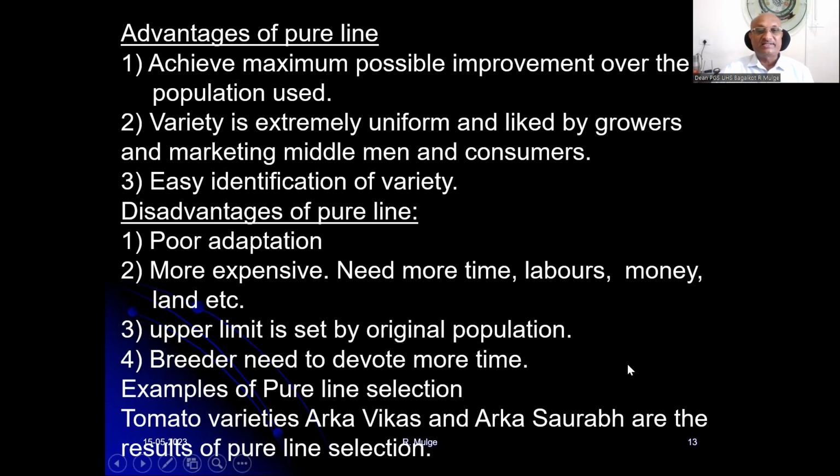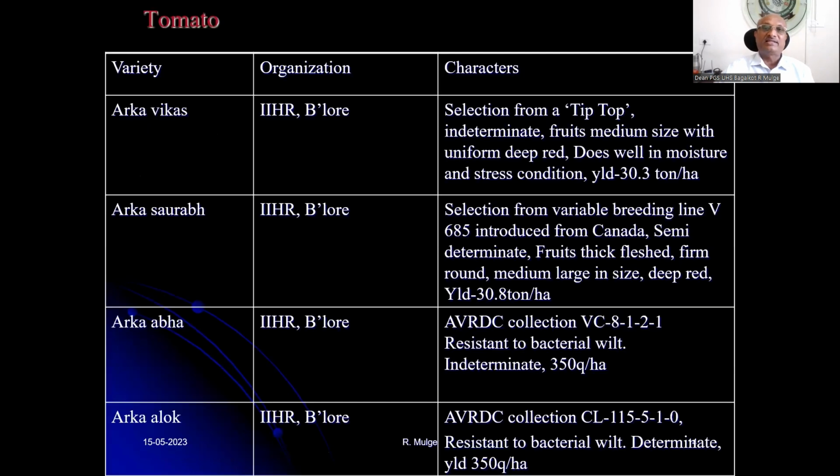So examples of pure line selection are the tomato varieties Arka Vikas and Arka Saurabh, which are the results of pure line selection. Like that, we have got different institutes and varieties, and how they were developed. Arka Vikas is a selection from the Tip Top indeterminate root medium. The description of the variety is there. Arka Saurabh is a selection from the variable breeding line V685. Then Arka Abha, AVRDC collection VC8121, subjected to selection, resistant to bacterial wilt. Then Arka Alok, it is also resistant to bacterial wilt. It's a pure line selection result.